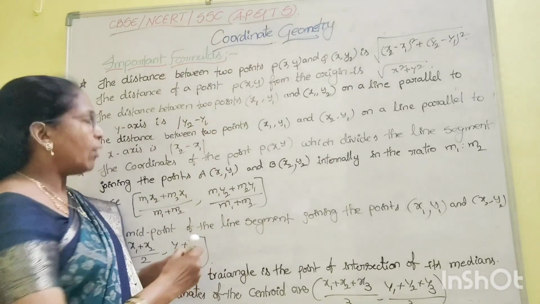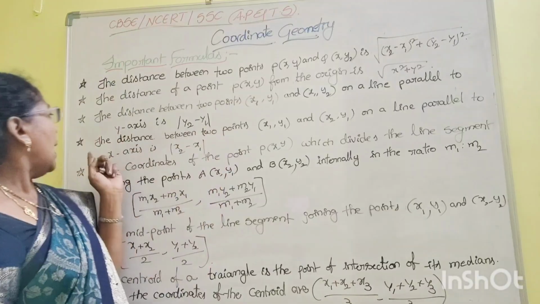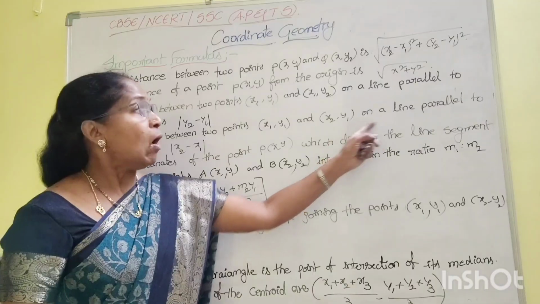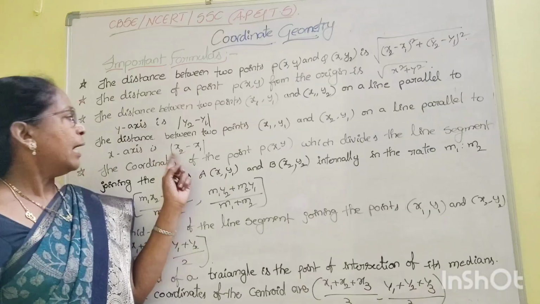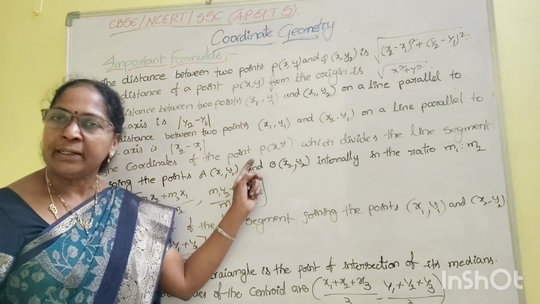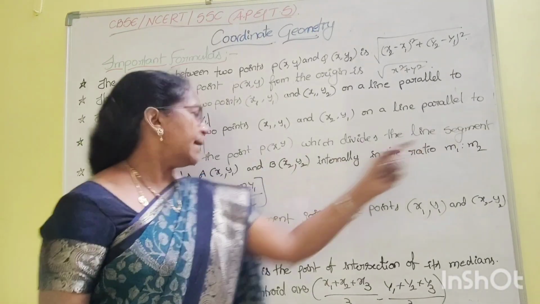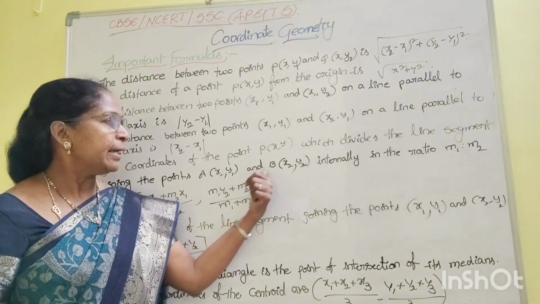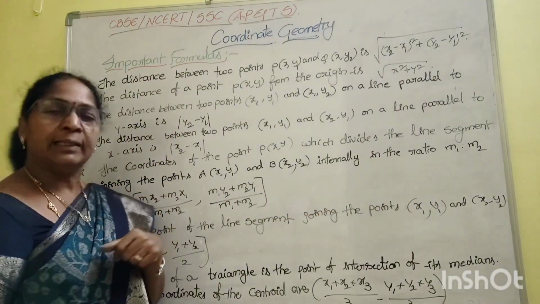The formula is the modulus of y2 minus y1. Another one is the distance between two points (x1, y1) and (x2, y1) on a line parallel to the x-axis. Here y1 is the same, so the formula is the modulus of x2 minus x1. Next is the coordinates of a point P (x, y) which divides the line segment joining the points A (x1, y1) and B (x2, y2) internally in the ratio m1 to m2. Then what are the coordinates?